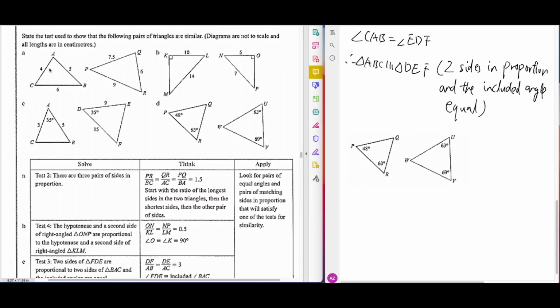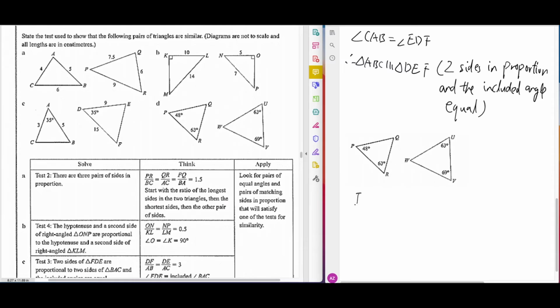The first one is where all 3 sides are in proportion, and the last one is where all the angles are equal. Now remember, when it comes to similarity tests, the angles have to be equal. You can't have angles that are in proportion. Angles have to be equal. Sides are the ones that are in proportion. So as you can see in example B, the angles are equal, right? In C, the angles are equal. It's only the sides that are in proportion. Alright, so how do we show this?